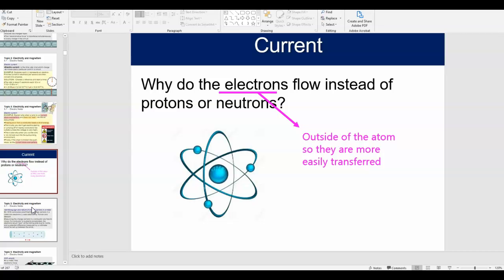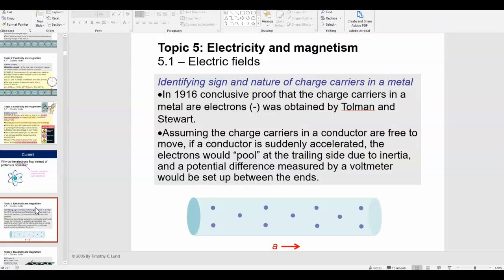If you apply an electric field to like an ionic solution or something like that. Okay, but most of the time, we're talking about electrons flowing. So electrons are the charge carrier.